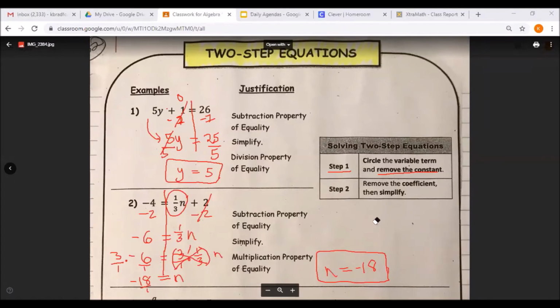Okay, questions on this one? To cancel out that fraction, I use the reciprocal of 3/1, and I have to do that on both sides.